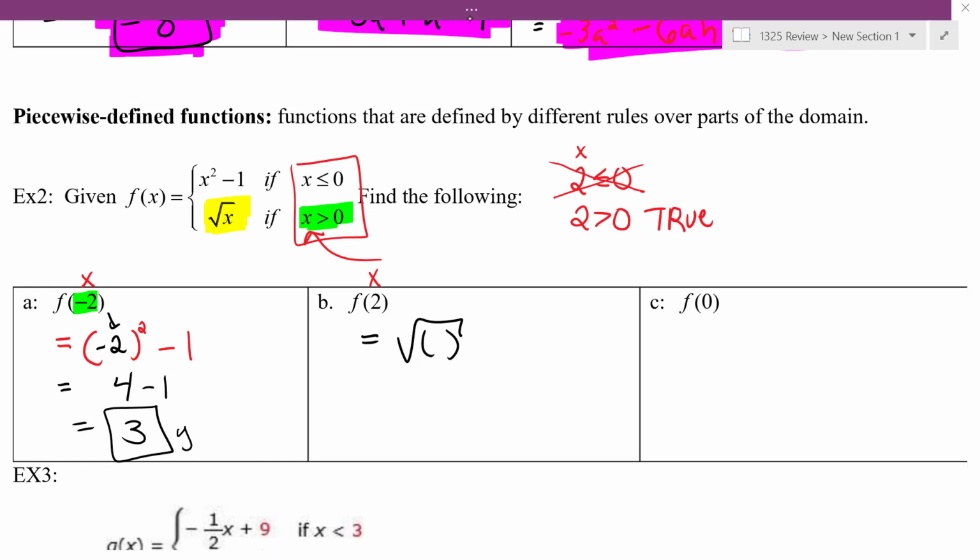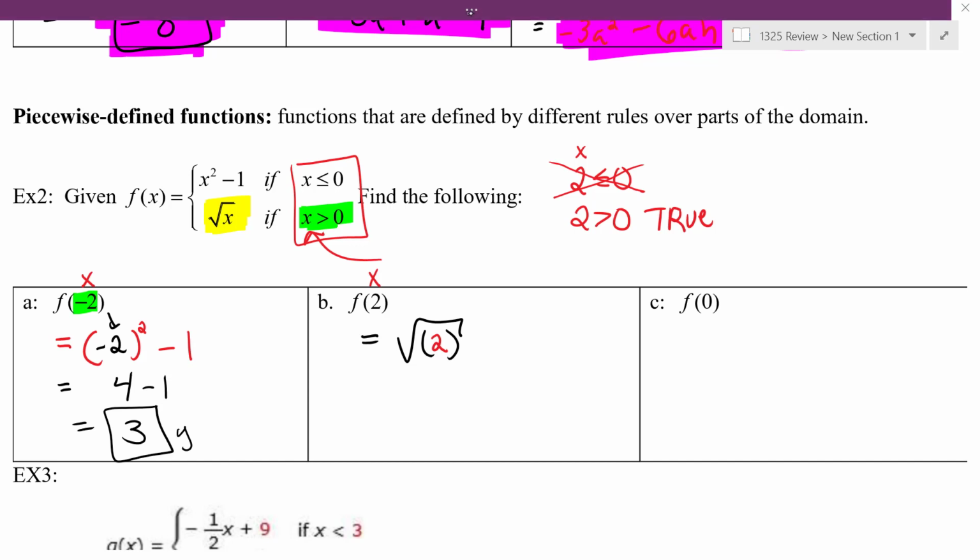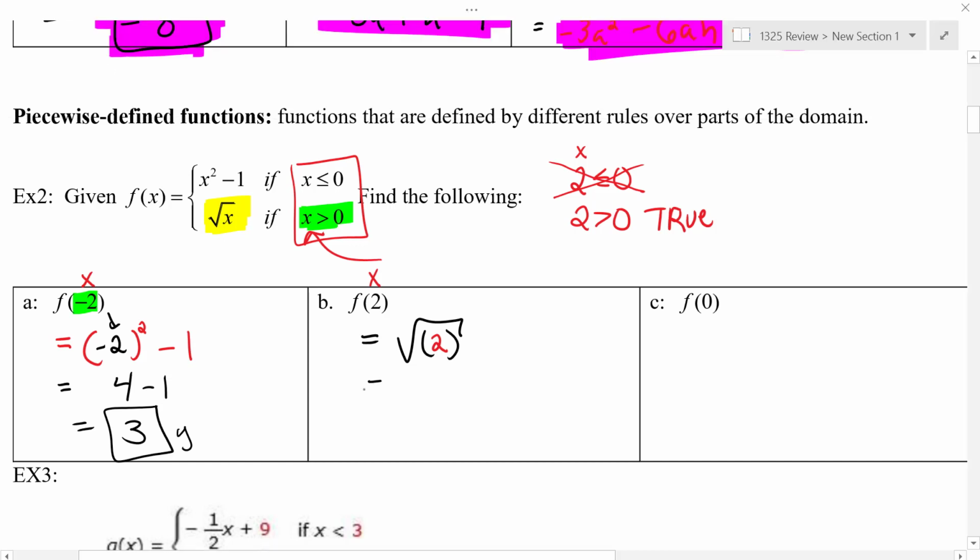Alright, so I'm going to write out my equation, square root of x, replacing x with parentheses, and I'm going to drop into those parentheses a positive 2. Okay, so there's not much that we can do there. 2 is not a perfect square, so I'm going to leave my answer as just the square root of 2. Alright, so that's what we would call an exact answer.